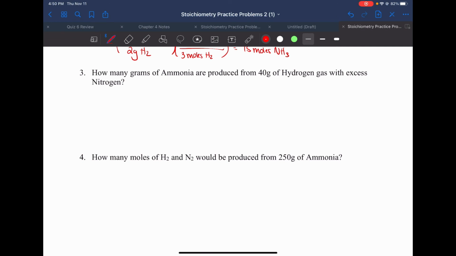So excess nitrogen, oh my gosh, Mr. B, thank you so much for your help. Makes it so much easier. I'm honestly just thinking myself at this point, I'm exhausted.